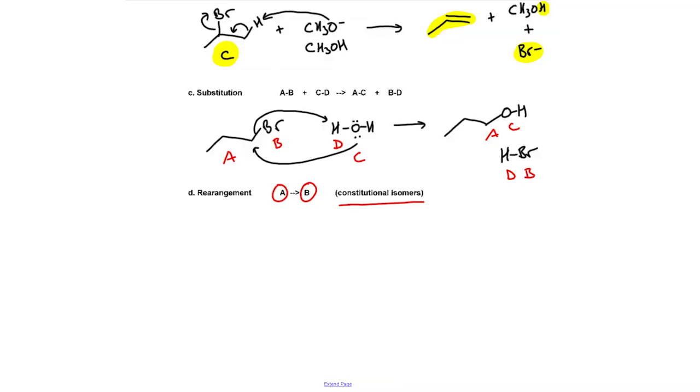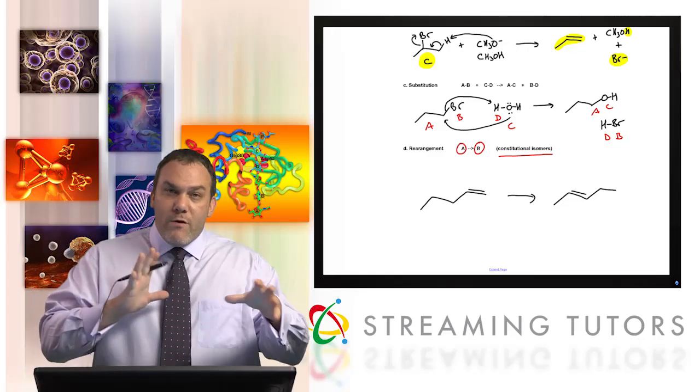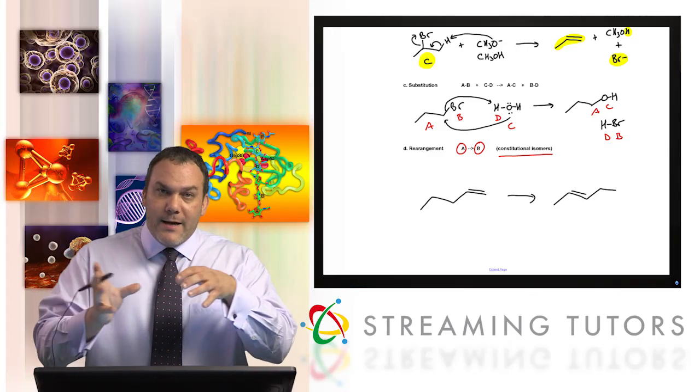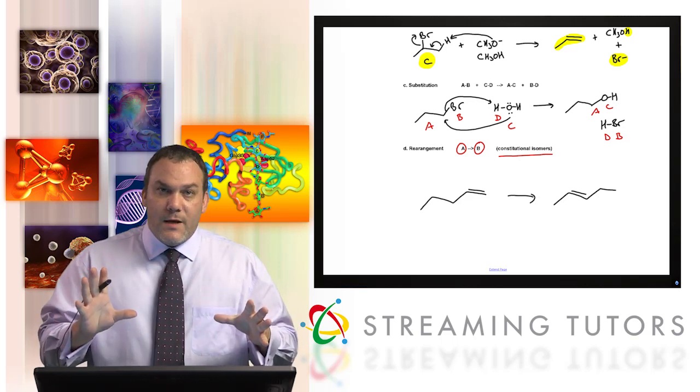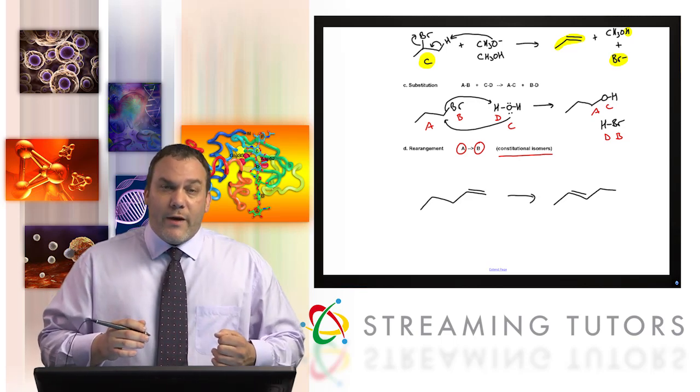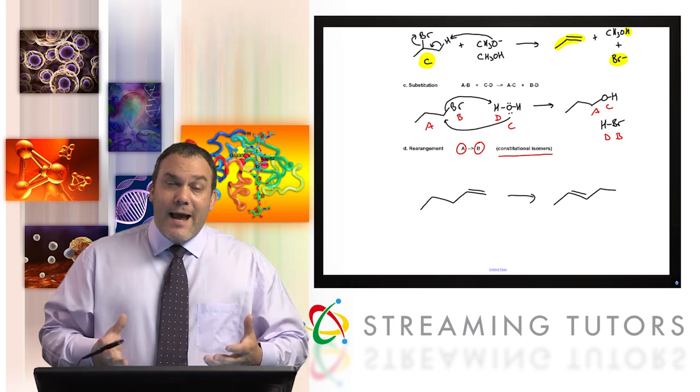So I'll give you an example. Let's say we have a system like this where there's a double bond on the end. And somehow at the end we make a system where the double bond's in the middle somewhere. Well, this is a rearrangement. We rearranged the double bond's location within the system, and that's known as a rearrangement. Okay, so rearrangements is the last category.